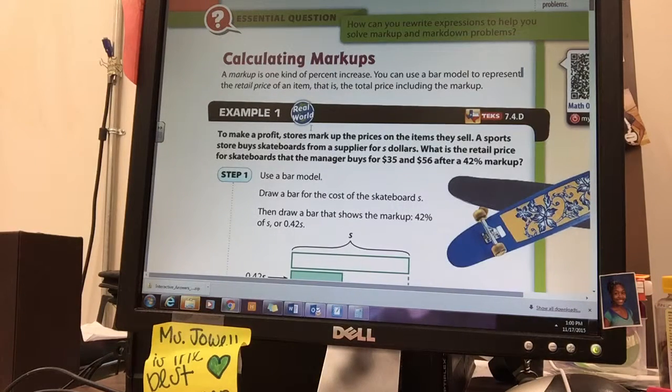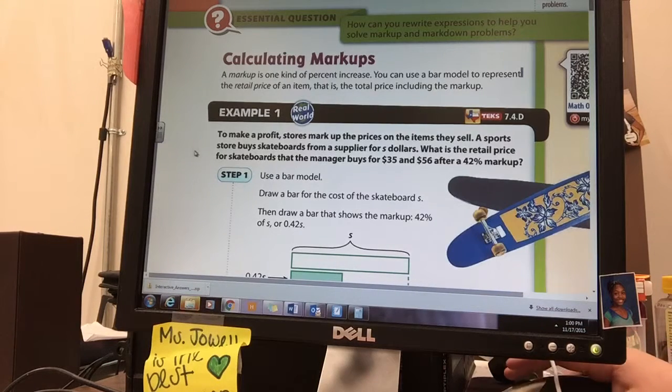This is 3.3 markup markdowns. Okay, so first we're going to look at markups. Let's pretend that you are a video game maker and you sell me a video game for $20. Now, if I'm Best Buy, I'm not going to turn around and sell that video game for $20. I'm going to make a profit off of it, so I have to mark up the price. And so that's what we're going to be looking at today.